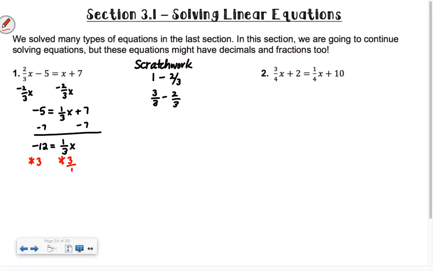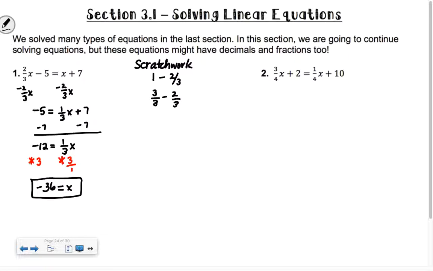All right, so we end up getting negative 36 equals x, and that's our answer. All right, so on this other one, I have 3/4 x plus 2 equals 1/4 x plus 10. I didn't have any simplifying happening on the left-hand side or the right-hand side. I don't have any x's I can combine on the left side. I don't have any x's I can combine on the right side. So this is where I start bringing things to other sides.